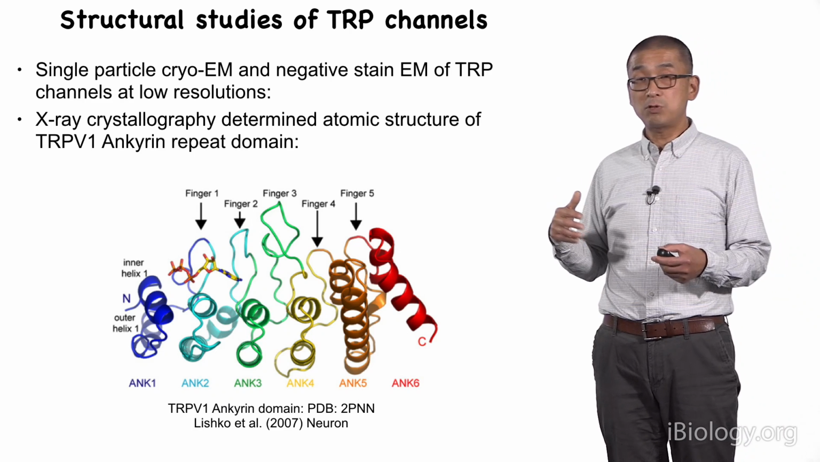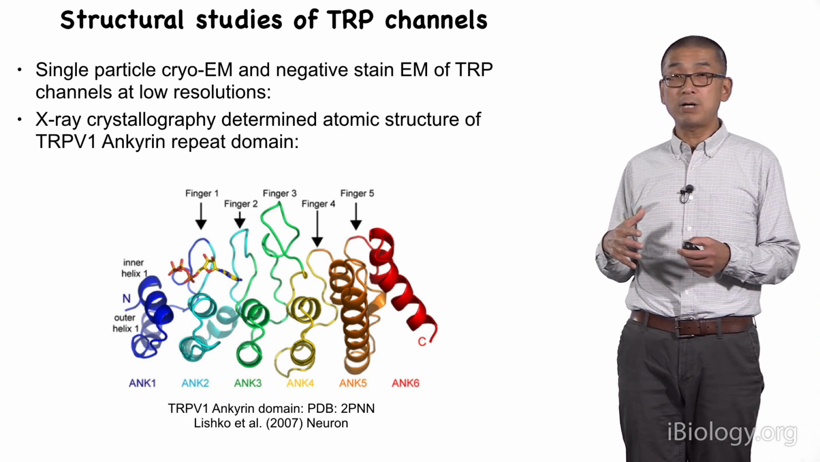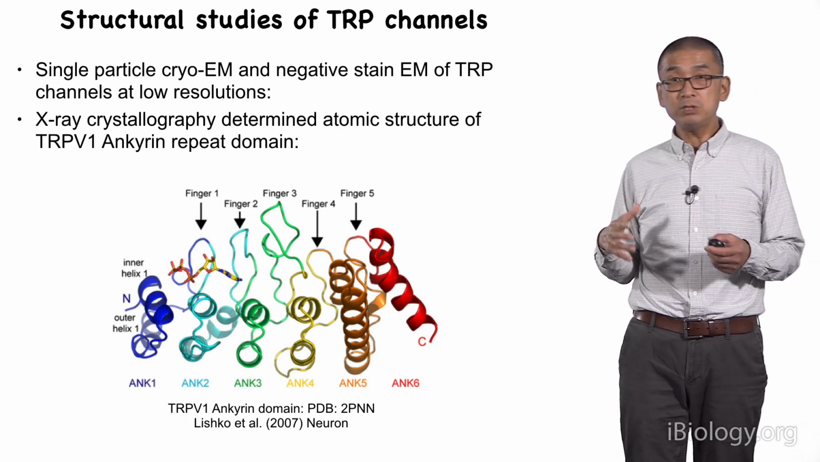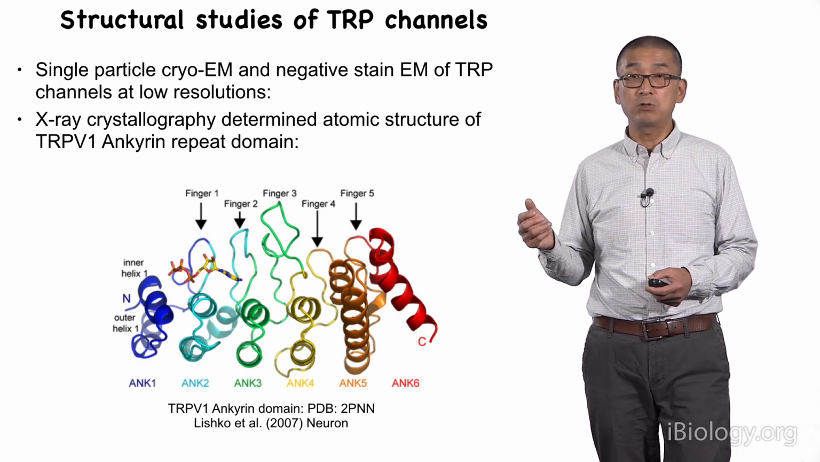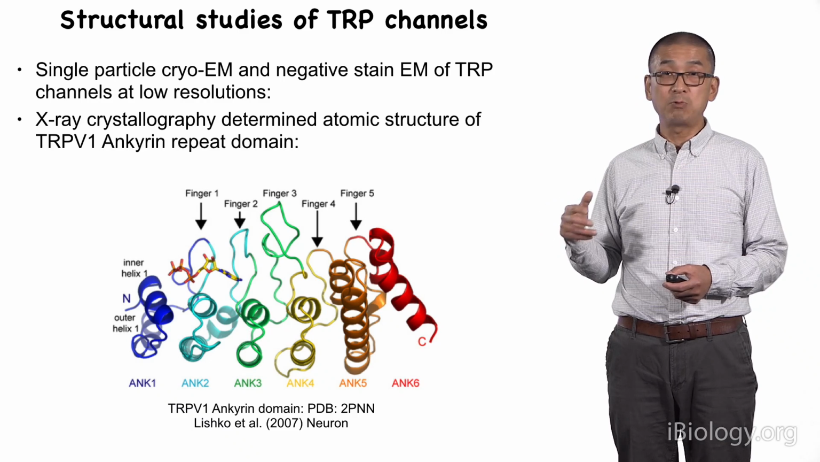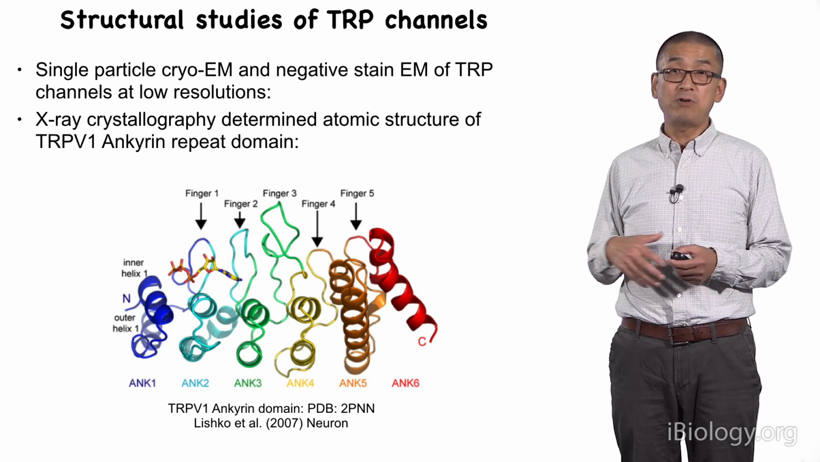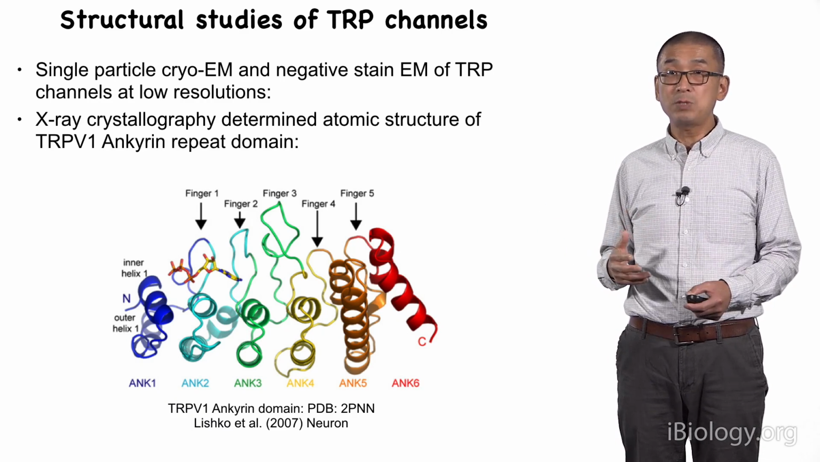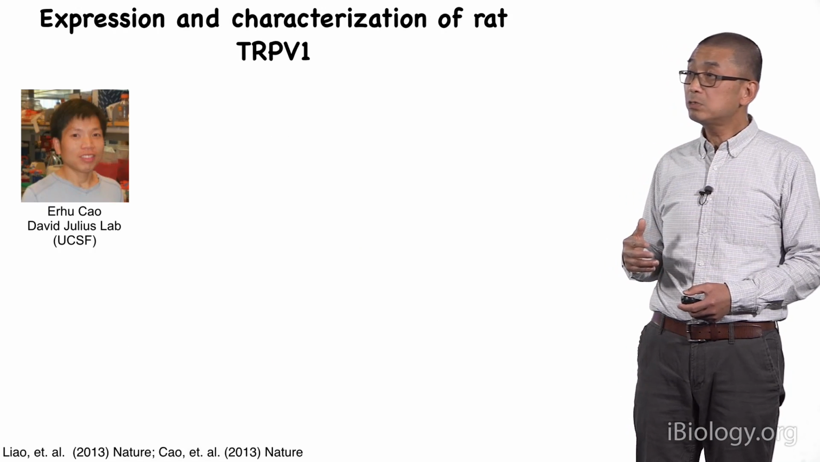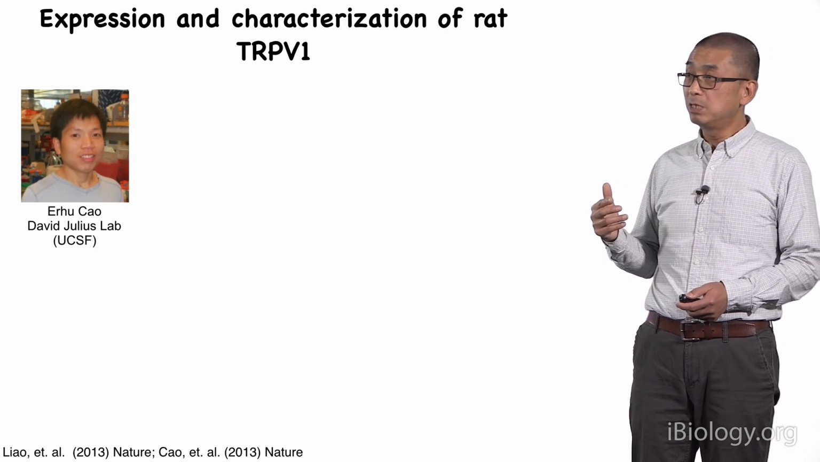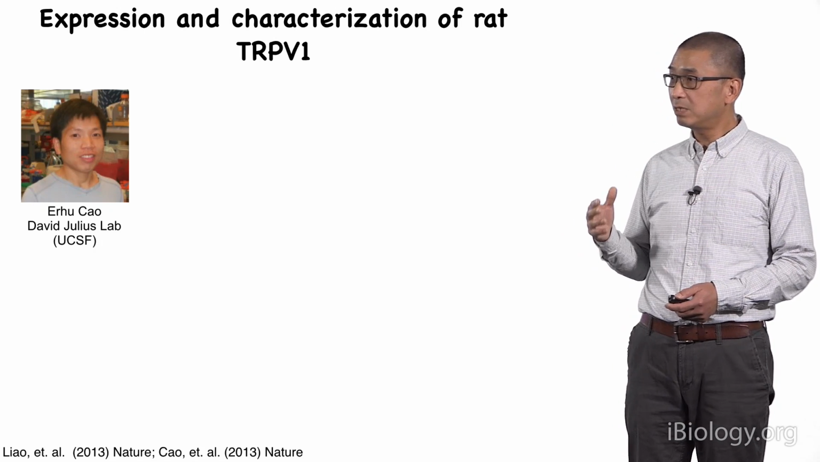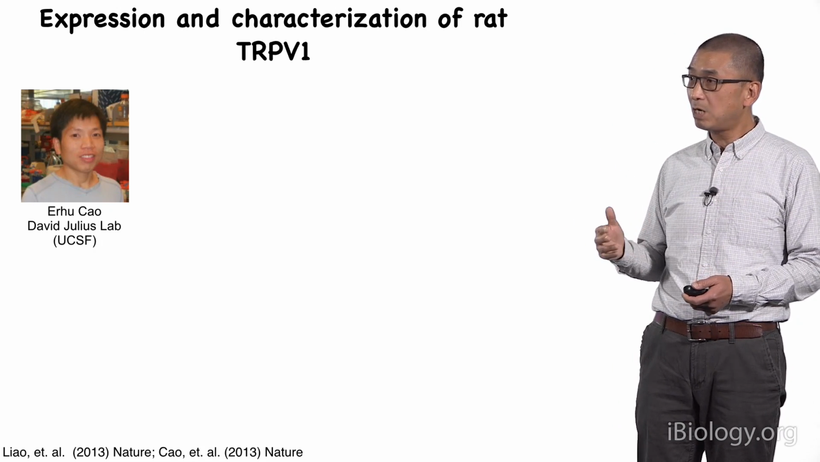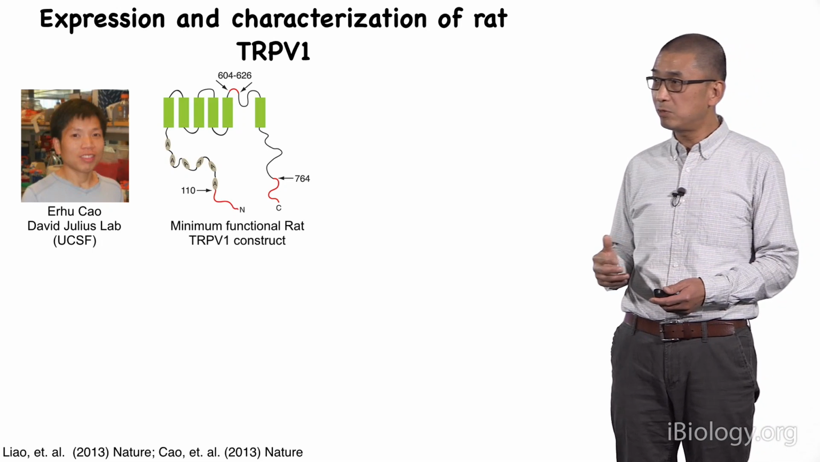Now, our goal is to use single particle cryo-EM, without forming crystals, to determine a high resolution structure of the TRPV1 ion channel to atomic resolution, so that we can understand the mechanism of how this channel is gated at atomic detail. This all started by making the protein, and this work was actually carried out for a number of years by Hu Kao, a very talented postdoc from David Julius' lab.